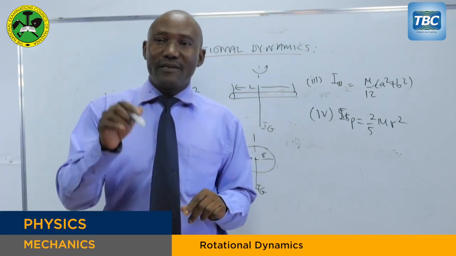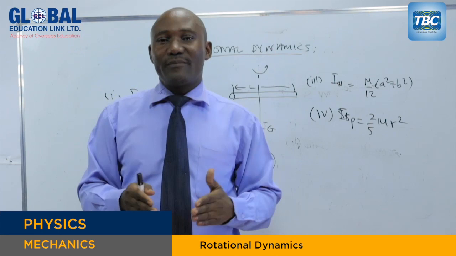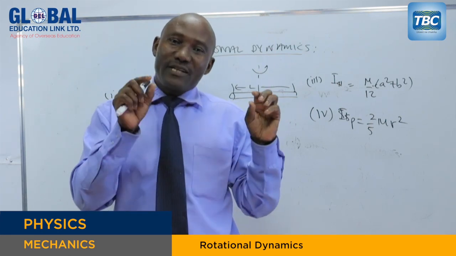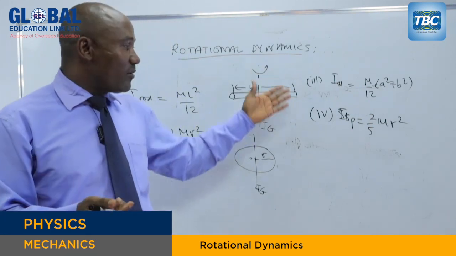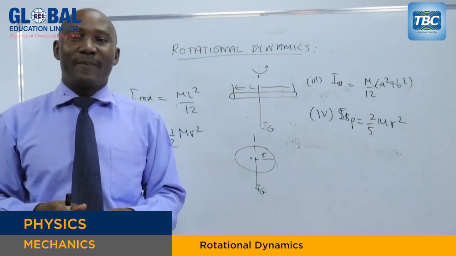So by these few formulas, you can see that the moment of inertia of a particular body must be determined from the axis at which that body rotates. So we discussed this, and we derived the formula. I think everybody is comfortable on how to get these formulas.